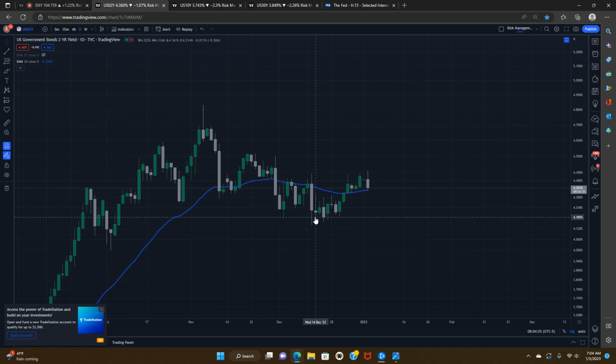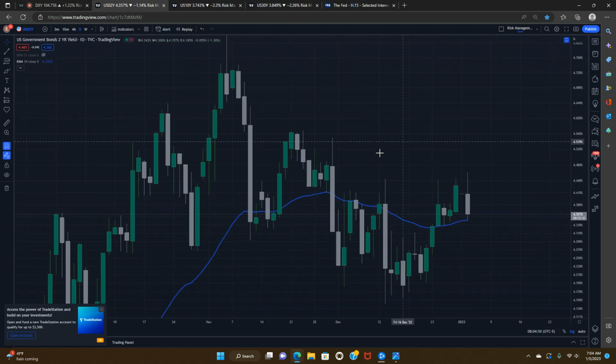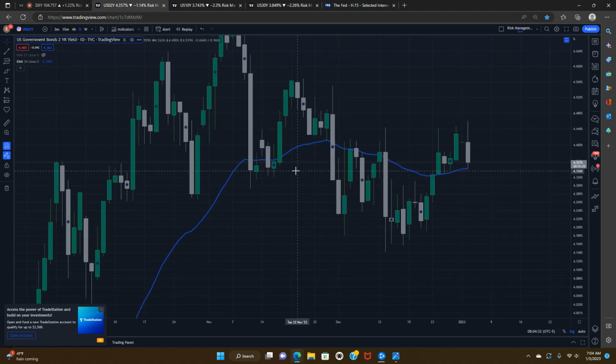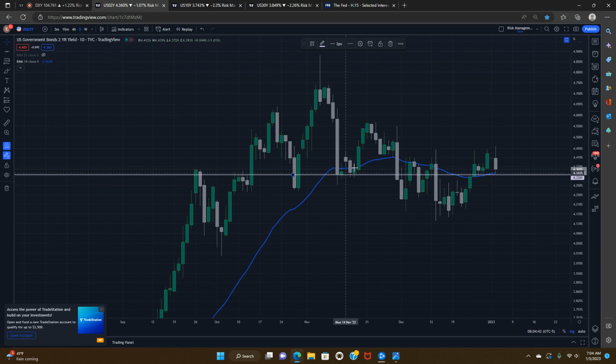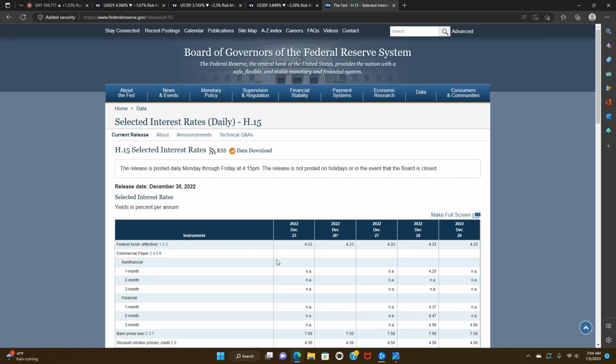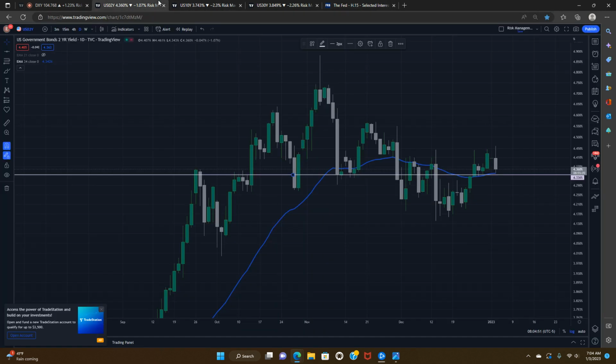So we actually saw the yields, this is the 2 year Treasury yield, 2 year government bond, drop below that 4.33. Let's see if we put this on there. Yeah, 4.33. So it found support at that level, bounced off, and then broke below it. Now, it just recently broke back above it. Remember, this 4.33 is from the effective federal funds rate right there.